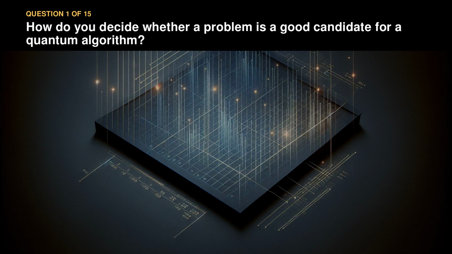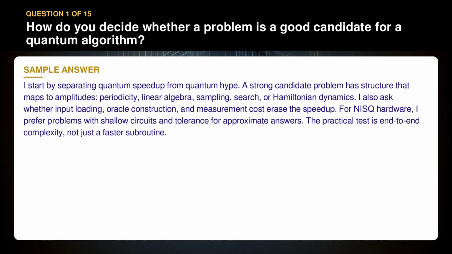Question 1. How do you decide whether a problem is a good candidate for a quantum algorithm? I start by separating quantum speedup from quantum hype. A strong candidate problem has structure that maps to amplitudes, periodicity, linear algebra, sampling, search, or Hamiltonian dynamics. I also ask whether input loading, oracle construction, and measurement cost erase the speedup. For NISQ hardware, I prefer problems with shallow circuits and tolerance for approximate answers. The practical test is end-to-end complexity, not just a faster subroutine.